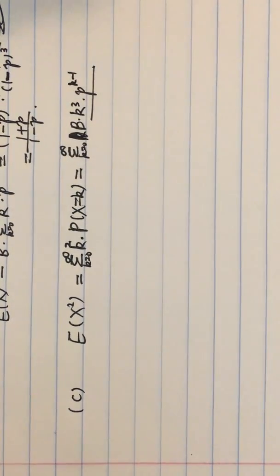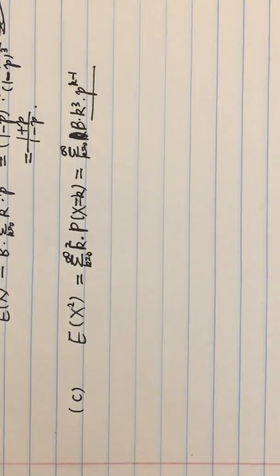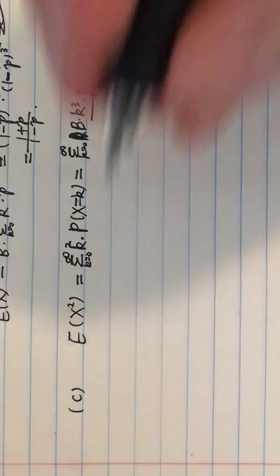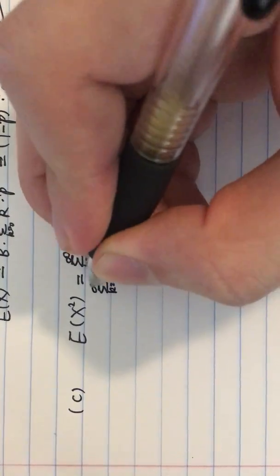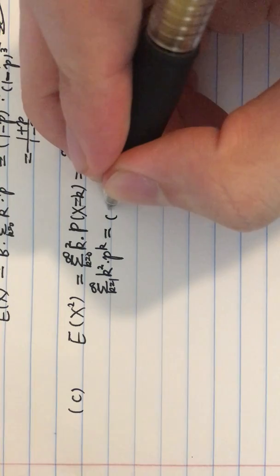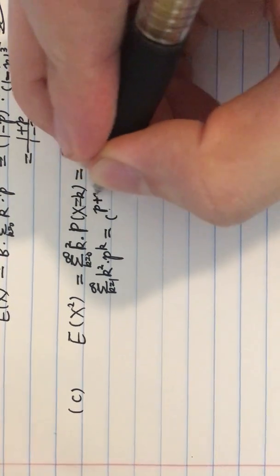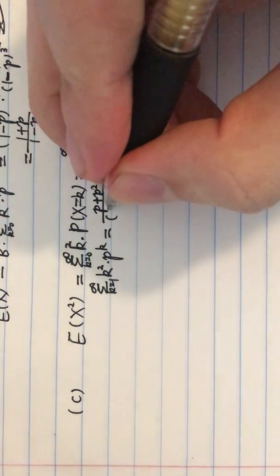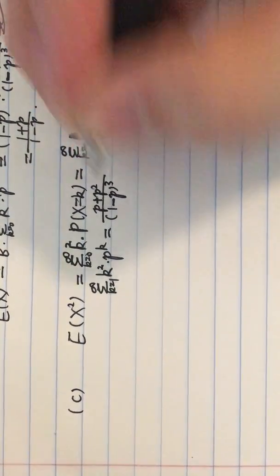And just like the method we used in the last question, we can still differentiate both sides of the equation, which is the sum from k equals 1 to infinity of k to the power of 2 times p to the power of k equals p plus p to the power 2 over 1 minus p to the power 3.